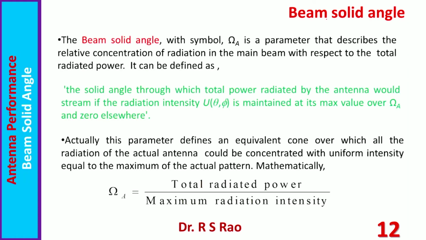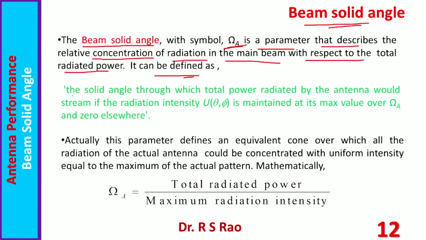Another parameter which is related to directivity is considered here, that is beam solid angle. What is beam solid angle? The beam solid angle is indicated by omega A. It is a parameter that describes the relative concentration of radiation in the main beam with respect to the total radiated power. It can be defined as the solid angle through which total power radiated by the antenna would stream if the radiation intensity U theta phi is maintained at its maximum value over omega A and 0 elsewhere.